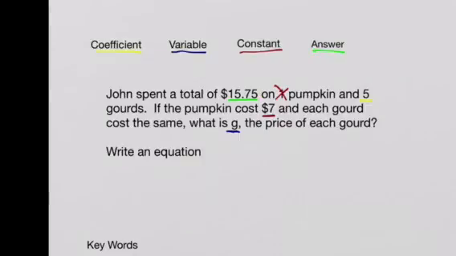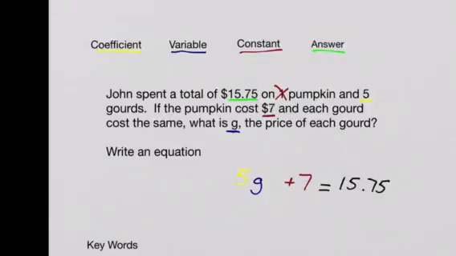So now let's go ahead and write out the equation. We have the cost, which equals $15.75, so I know I can write $15.75 as the answer. Now we have the constant, which is 7. So I am going to go ahead and write plus 7. And then we have the coefficient. The coefficient is going to go in front of the variable, and in this case the coefficient is 5. And then of course the variable is G. So 5G plus 7 equals 15.75.